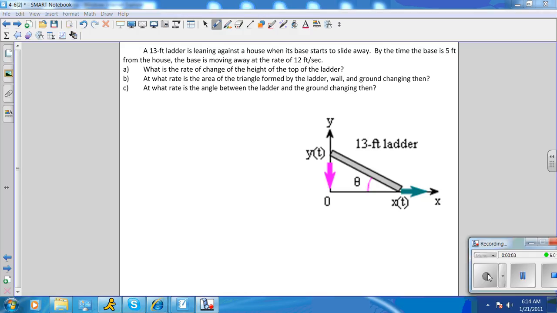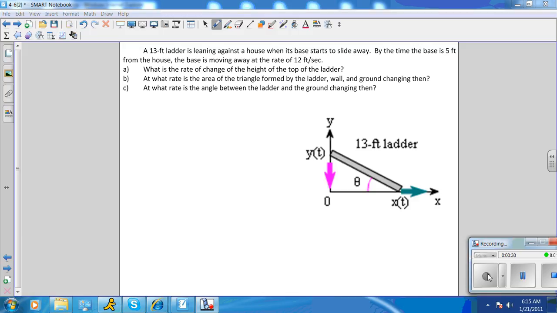Okay, so even if you take calculus at the high school level or the college level, you're going to see a problem like this, almost guaranteed. A ladder is up against a house and it starts to fall, to go towards the ground. We have a 13-foot ladder and it starts to slide down, and by the time it's a certain distance down, it's moving at a certain speed, a certain rate of change.